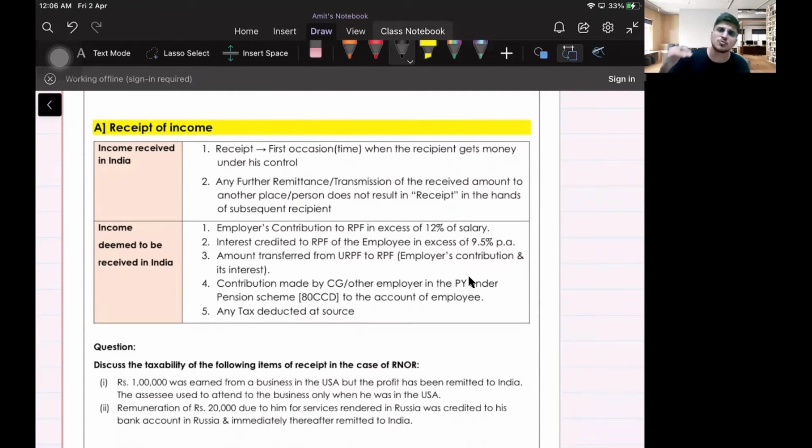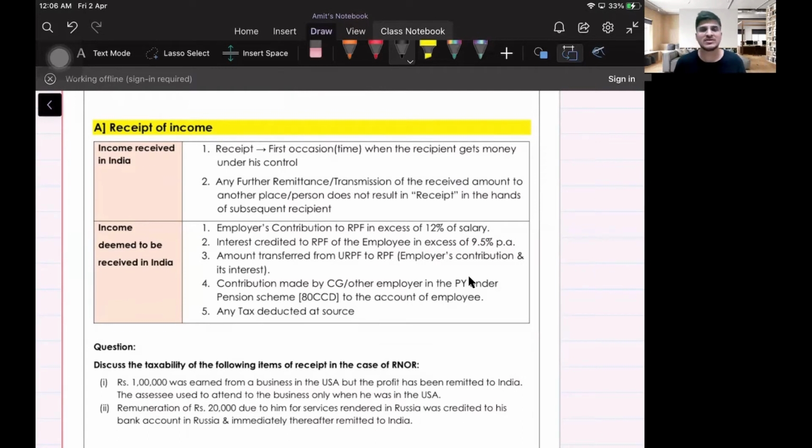For example, my brother is working in Google US. In Google US, he is earning income from Google US. He is receiving that income in USA. But after receiving the income, my brother is remitting the money to India. Have I received the money in India? Yes. But for income tax purposes, they have said: where was it first received? It was first received by my brother outside India, that is in the US. After that he just remitted the money. So mere remittance does not mean I have received that money in India. The first incidence is important. This is your income received in India.